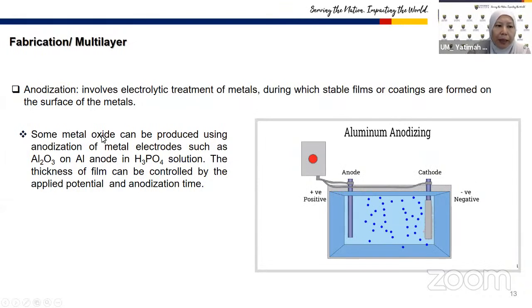In this case, some metal oxide can be produced using anodization of a metal electrode, such as aluminum oxide on an aluminum anode in acid solution. The thickness of the film can be controlled by the applied potential and the anodization time. So you have an aluminum anode and a negative cathode, whereby you can oxidize to form aluminum oxide. This is called aluminum anodization, where you apply the right potential for aluminum oxide to be deposited on top of the electrode.